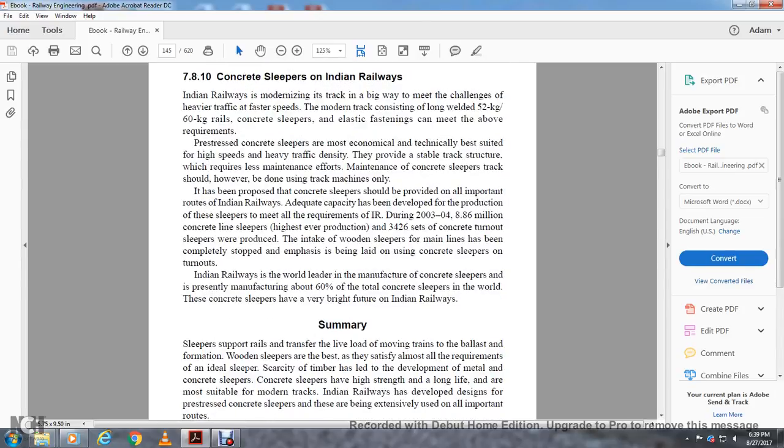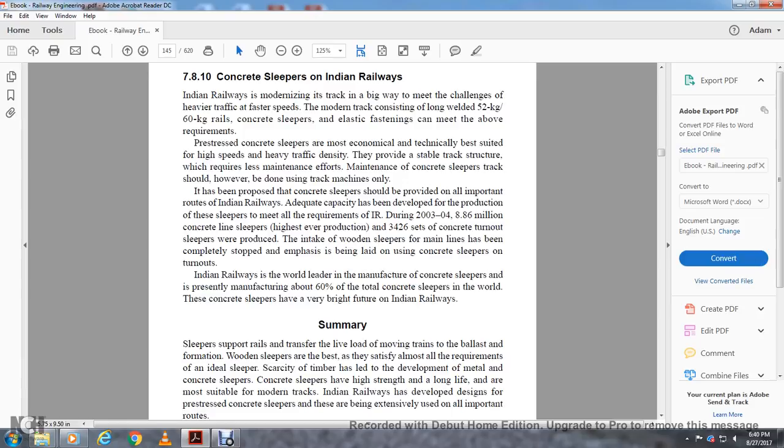7.10 Concrete sleepers on Indian Railways. Indian Railways is modernizing track in a big way to meet the challenge of heavier traffic and faster speeds. The modern track consists of long welded 52 kilogram and 60 kilogram rails, concrete sleepers, and elastic fittings that can meet the above requirements. Pre-stressed concrete sleepers are most economical and technically best suited for high speed and heavy traffic density. They provide a suitable track structure and require less maintenance.